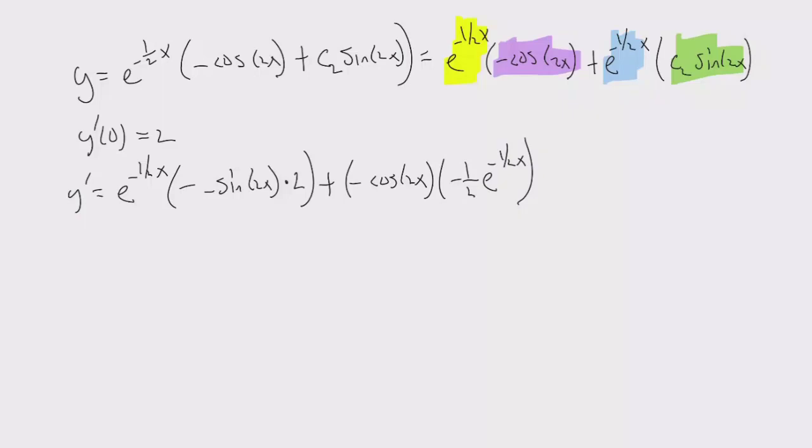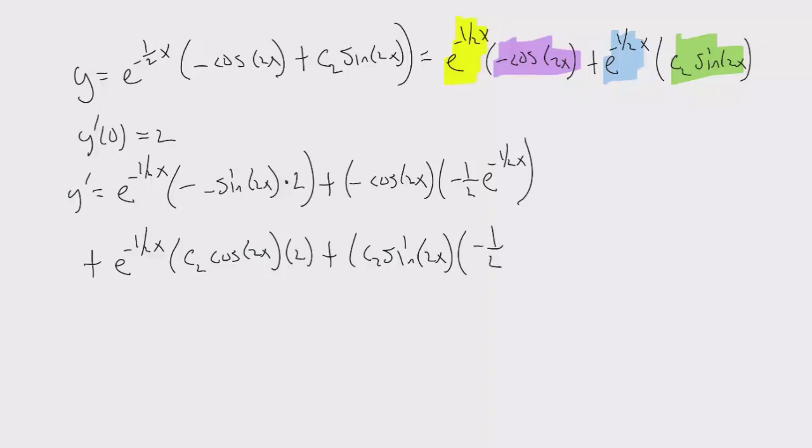All right, and then plus, kind of repeat myself here, the first, e to the negative 1/2 x, times the derivative of the second, so that's C2, derivative of sine is cosine 2x times 2, plus the second times the derivative of the last, which is negative 1/2 e to the negative 1/2 x.